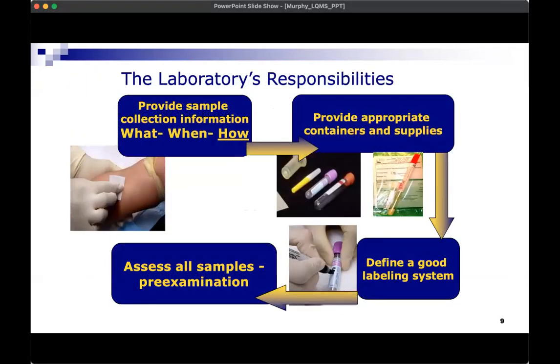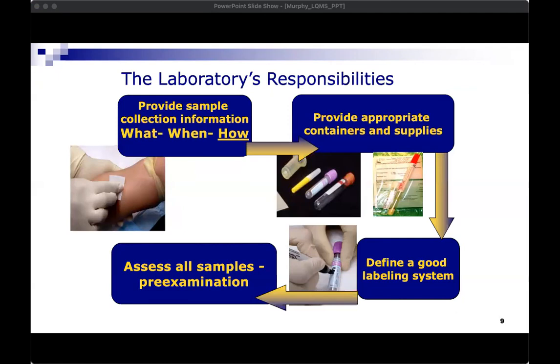So thinking a little more about the laboratory's responsibilities. What are the lab's responsibilities? Well, some of those are to provide sample collection information, such as the what, when, and how of sample collection, provide appropriate containers and supplies, define a good labeling system, and assess all samples pre-examination. Again, this is all really part of the pre-analytical phase. The laboratory should also periodically provide training sessions to healthcare and laboratory personnel who are responsible for collection of samples.